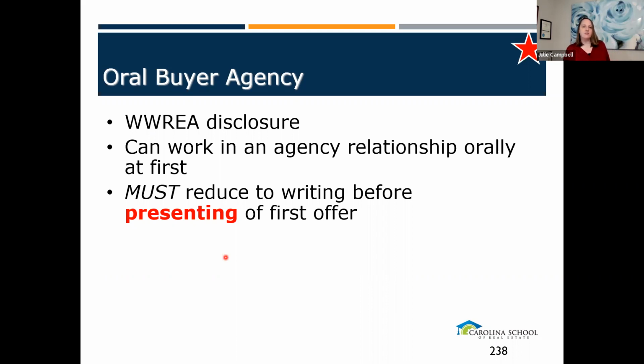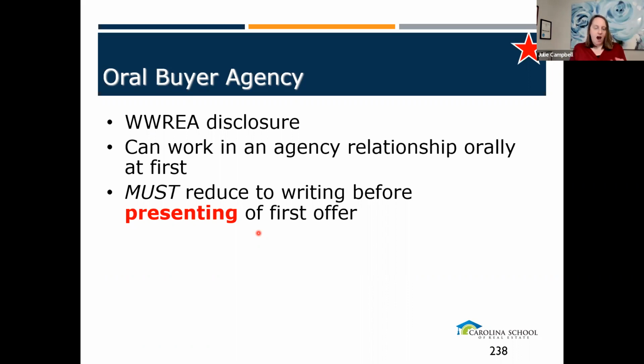Guys, I'm never allowed to just start acting like your agent without first explaining what it means for me to be your agent. We can't have an implied relationship. So these are express. We need to discuss the terms. Oral buyer agency commission rule says that we have to get this thing in writing before we're ready to present the first offer for the buyer. I cannot present an offer for a buyer under an oral buyer agency agreement.